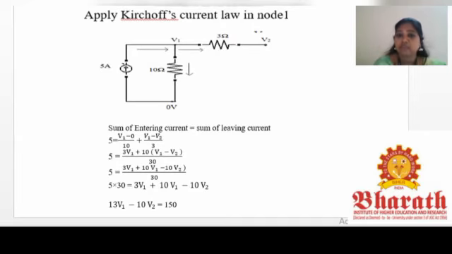Okay, so after reaching the node 1, the current 5 ampere is splitting across the 10 ohm resistance and the 3 ohm resistance. So it is leaving from, sorry, it is leaving from node 1. So these currents are leaving from node 1. So the entering current is only the 5 ampere current, so I have written 5 here.